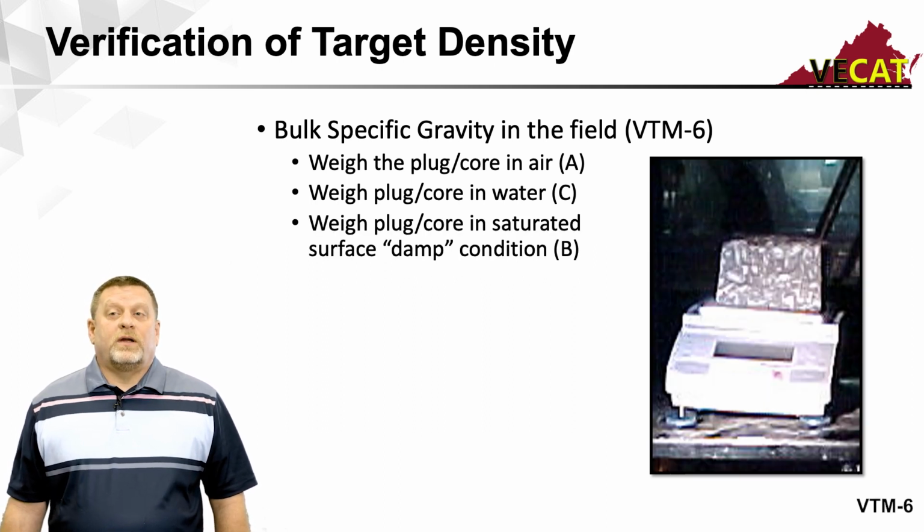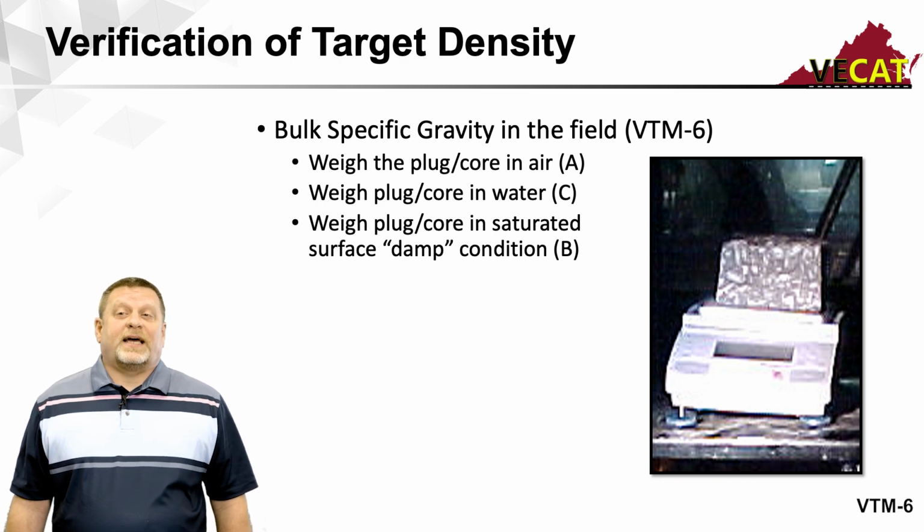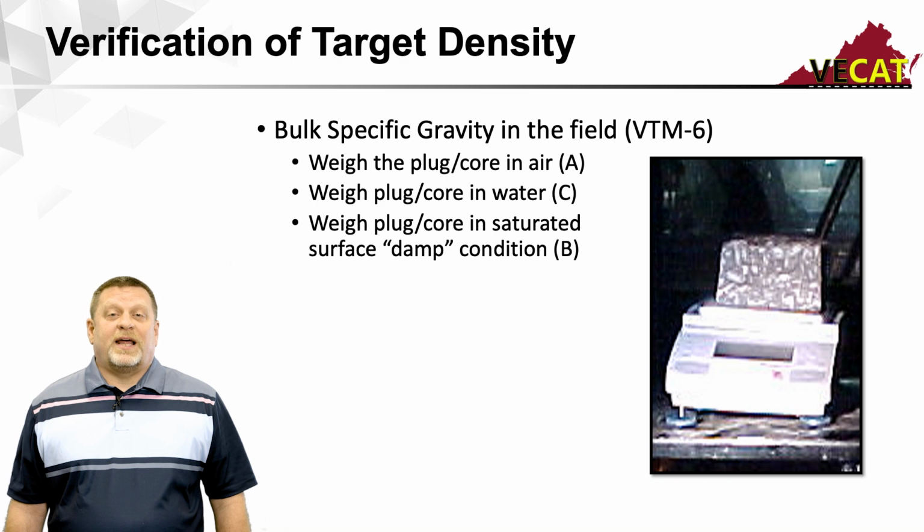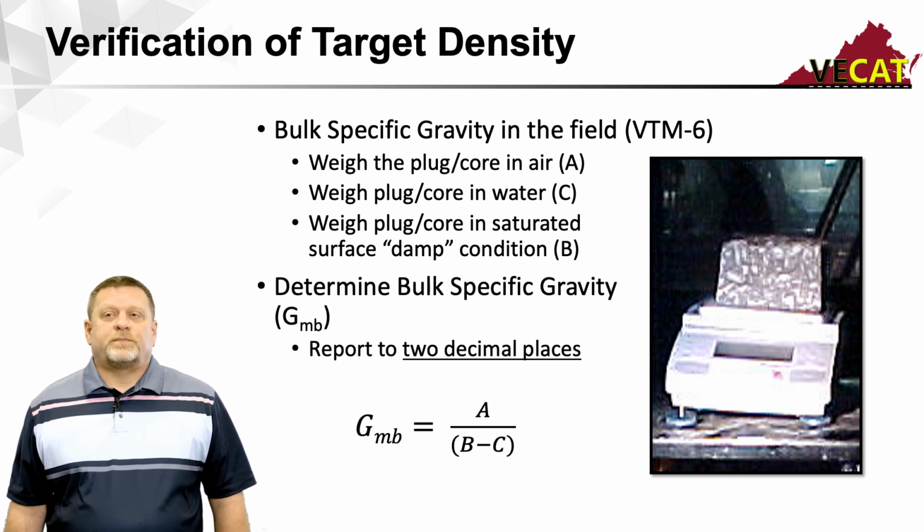Once we've recorded the weight in water, the next weight we'll need is what's called an SSD, saturated surface damp condition of the specimen, which is weighing it back on top of the scale. But in this case, you take the specimen out and with a damp towel, not a dry towel, a damp towel, you wipe off excess water, okay? Your specimen will still be damp, and then you just simply place it on a scale and record your weight.